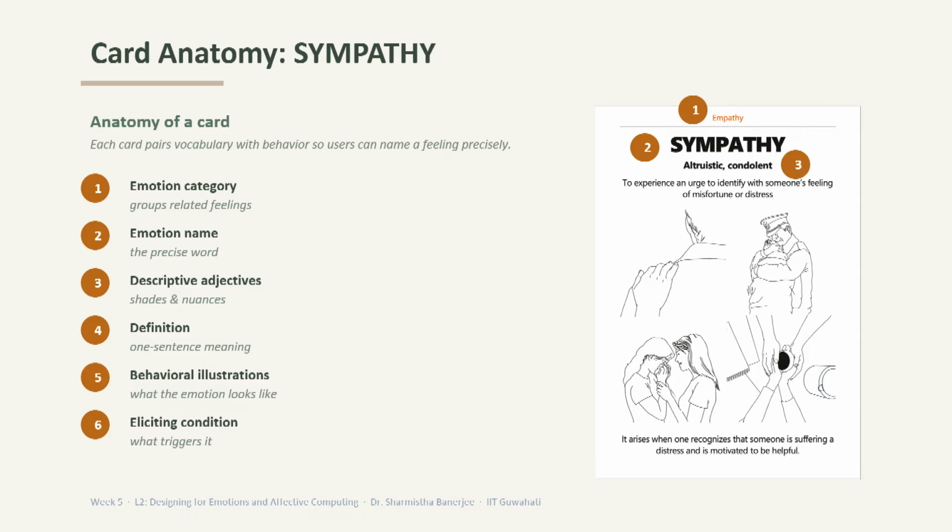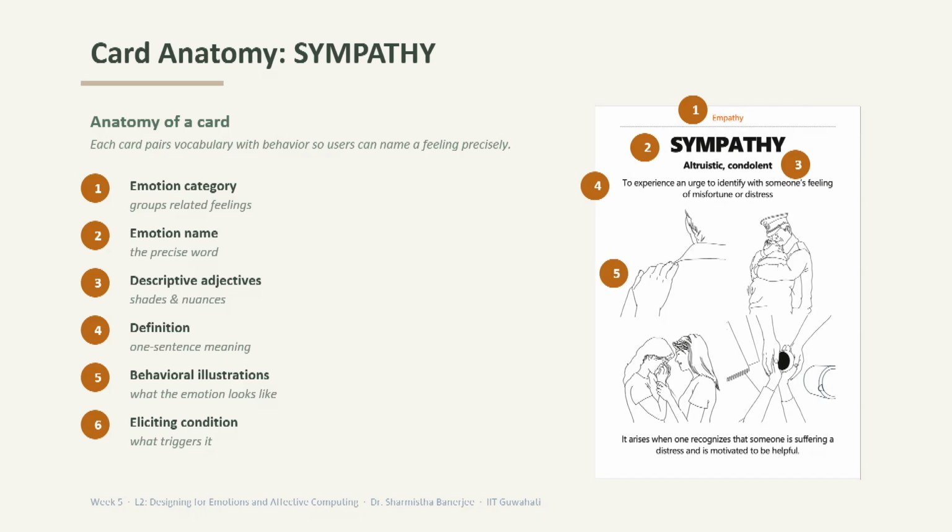The third one is about the descriptive objective and descriptive adjectives of it. They tell you about the shades and nuances. So it is about altruistic and condolent feeling of empathy. Then you have a descriptive adjective, to experience an urge to identify with someone's feeling of misfortune or distress.